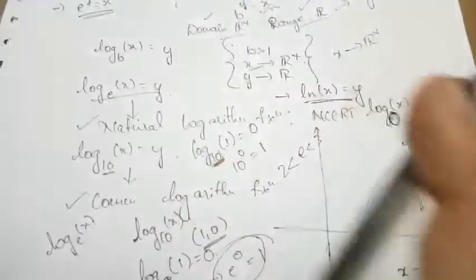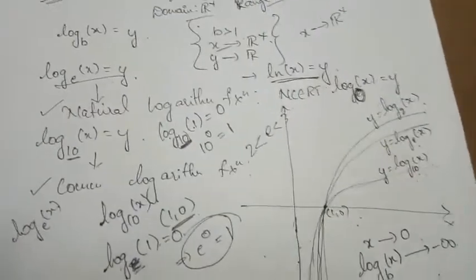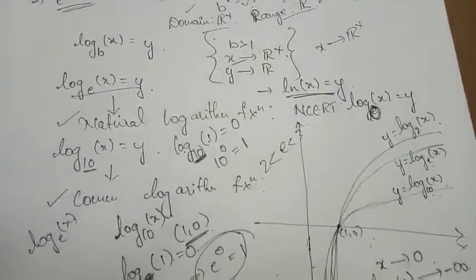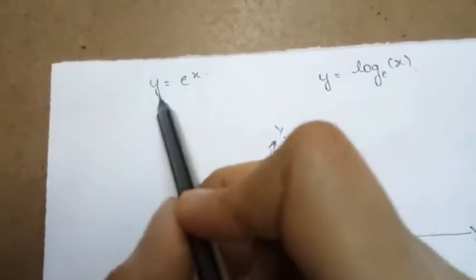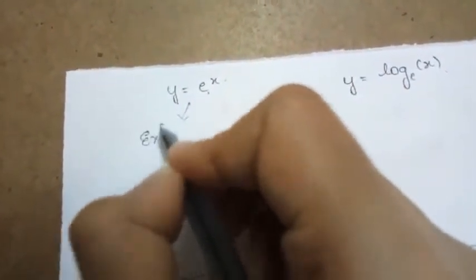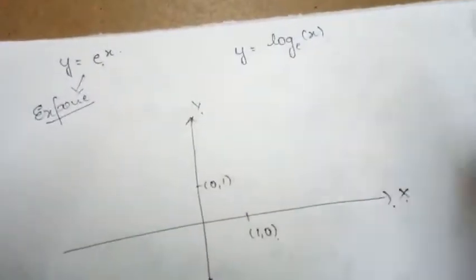So these are some of the features regarding the logarithmic function. There is another feature regarding the logarithmic function also. Clearly y is equal to e power x, this is our exponential function. And what about this y is equal to log e of x?